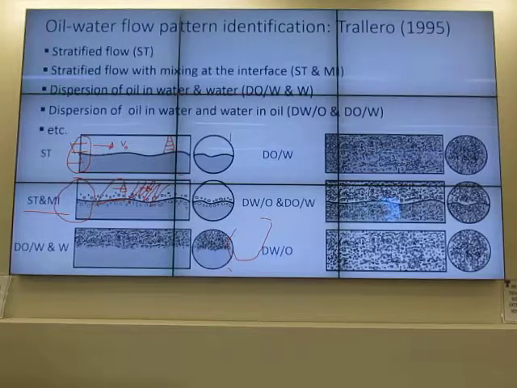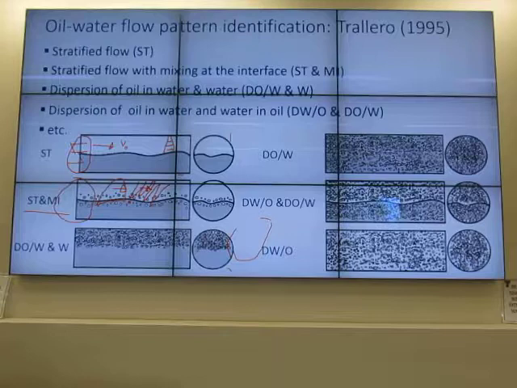Okay, next. Arya, in which case do you think that superficial velocity will be equal to the actual velocity? The dispersion of oil in water? When there's no slip, right? So, no slip means it moves at the same speed.